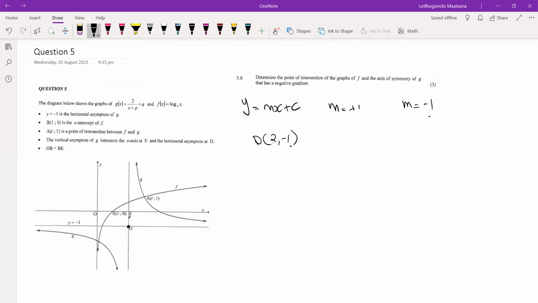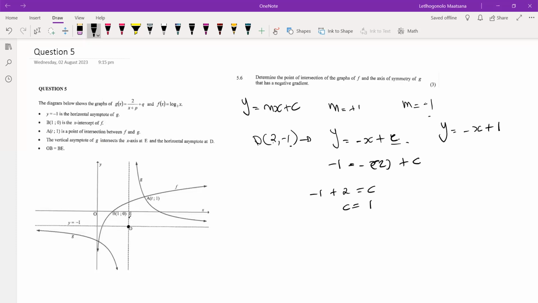So let's go ahead and solve for our equation. For our gradient, we'll substitute the negative gradient. Then we can go ahead and substitute in our point to get our intercept. We will have minus 1 equals minus 2 plus c. Take that to the other side. Our c is equal to 1. So our equation says y equals minus x plus 1.